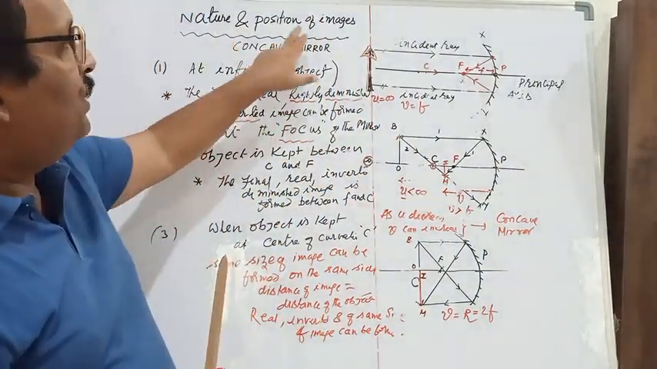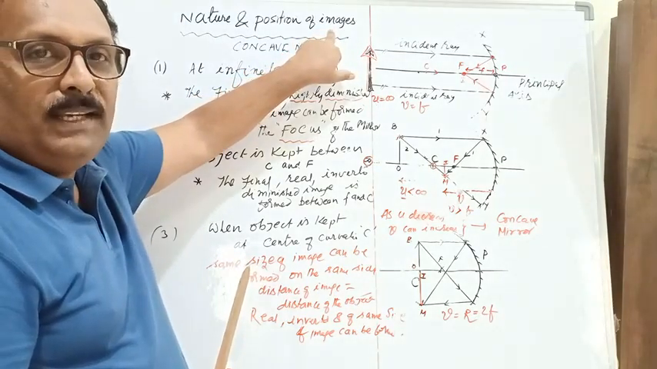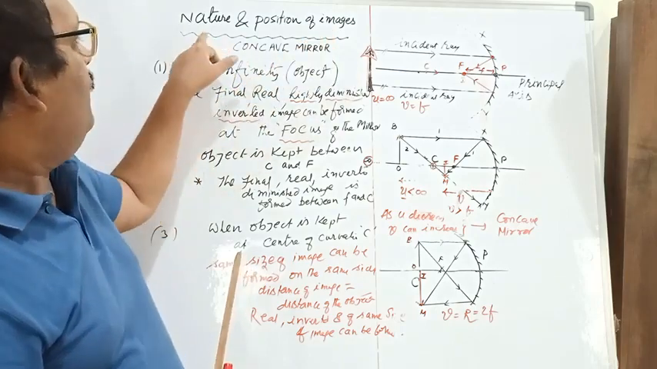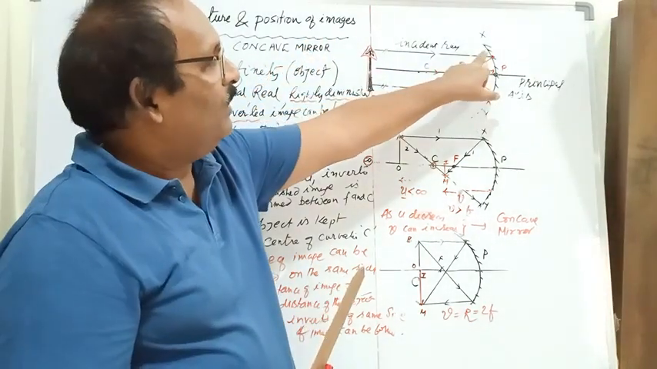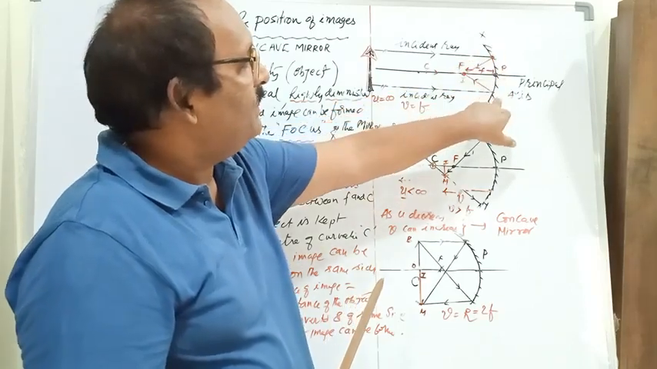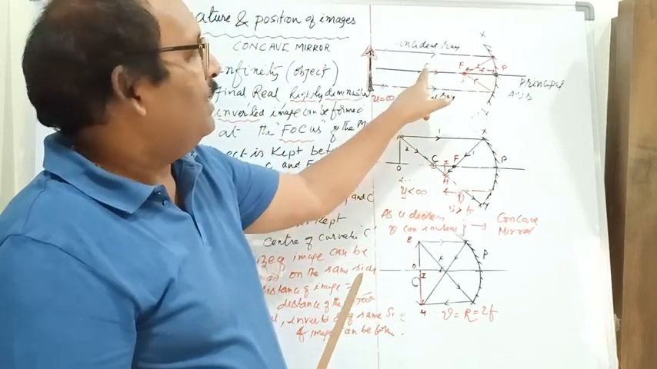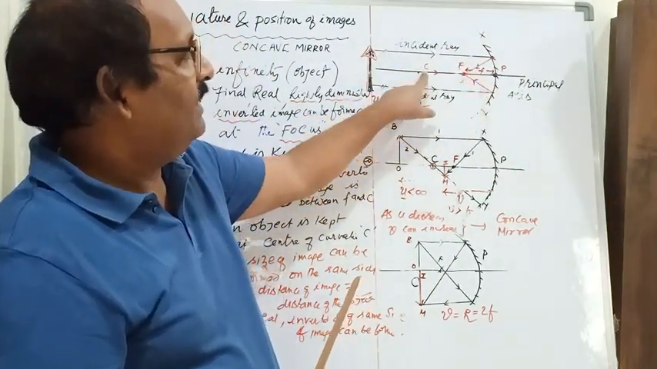So, nature and position of the images. The nature and position of the image formed by the concave mirror. A concave mirror is one whose polished surface is away from its center of curvature. Center of curvature is a point by which a part of a sphere is formed.